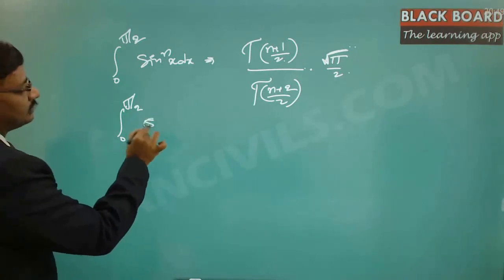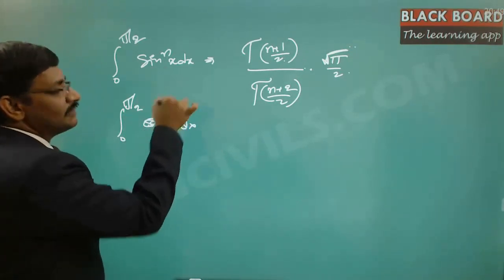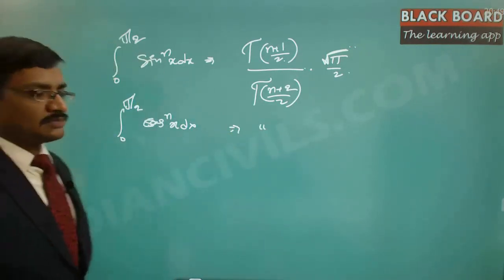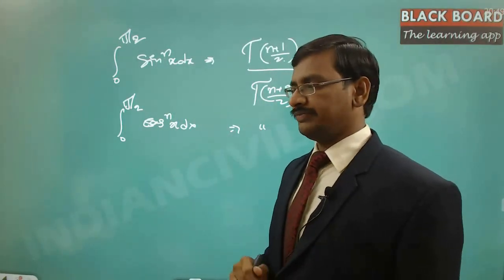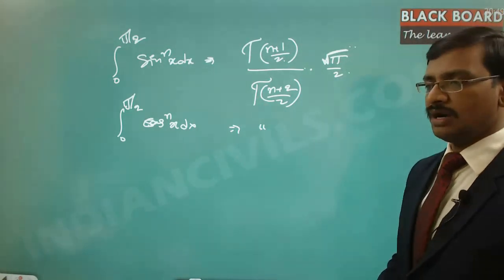You always know that the integral from 0 to pi by 2 of sine power n x is equivalent to that of cos power n x dx. These two are the same, hence this function is repeated whether you take a cos function or a sine function. So you have to remember this property, and if you remember it, you will be able to solve for any value of the gamma function.